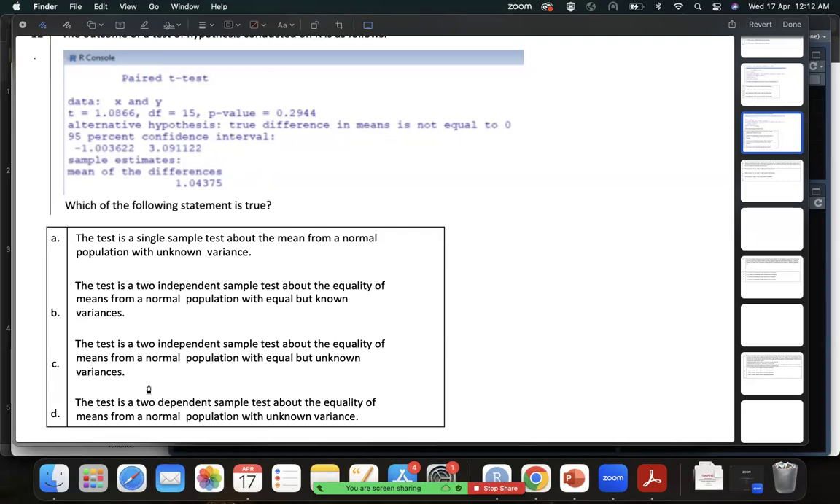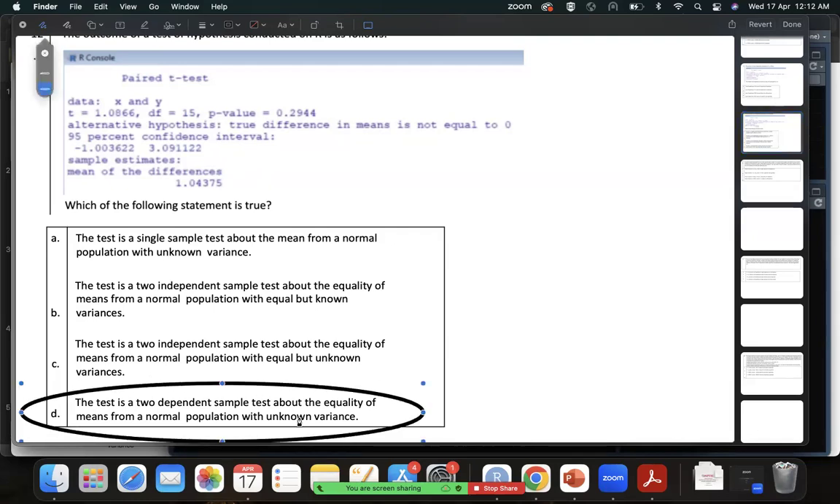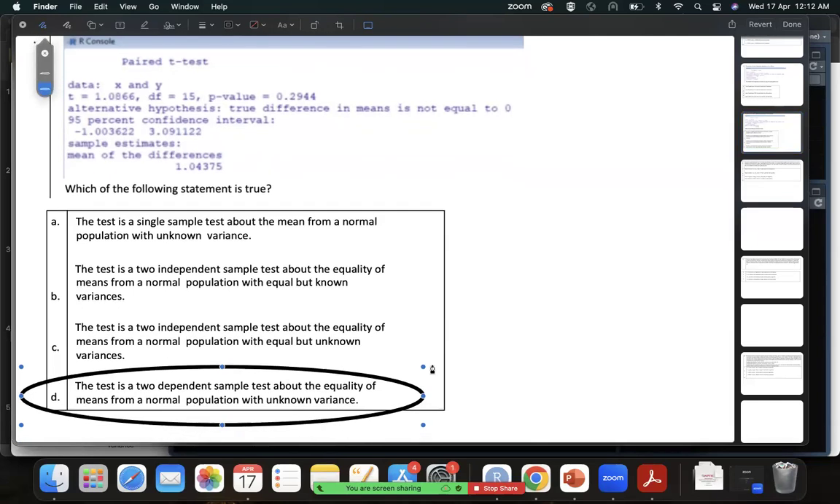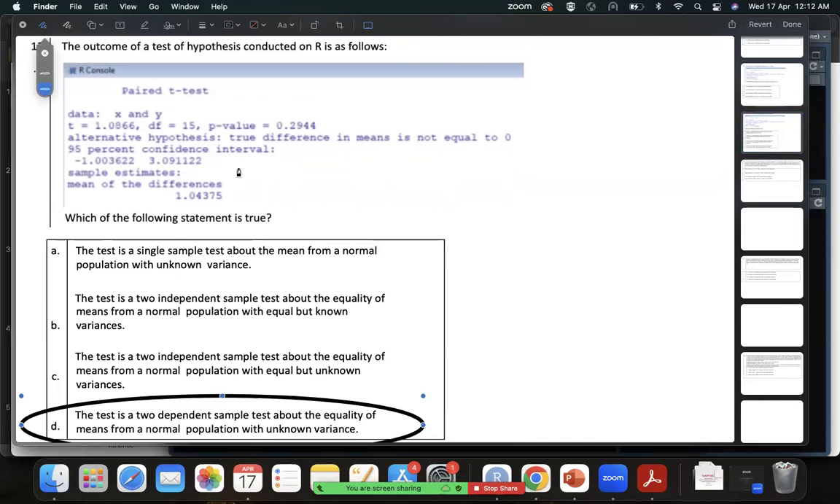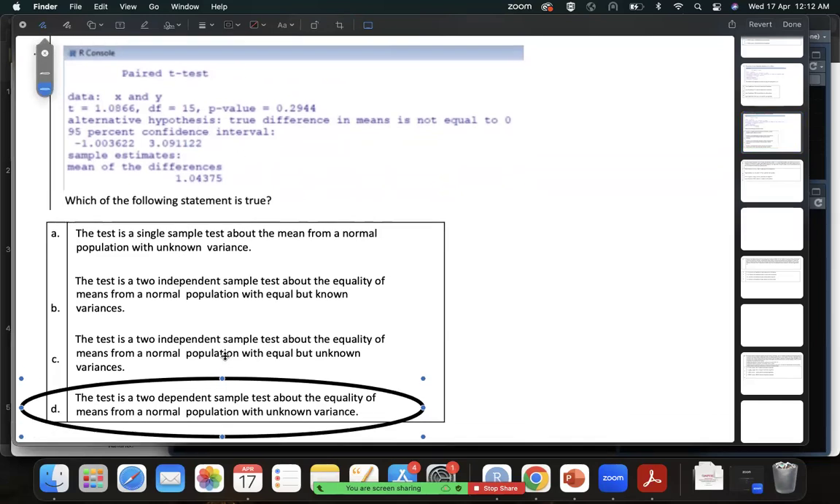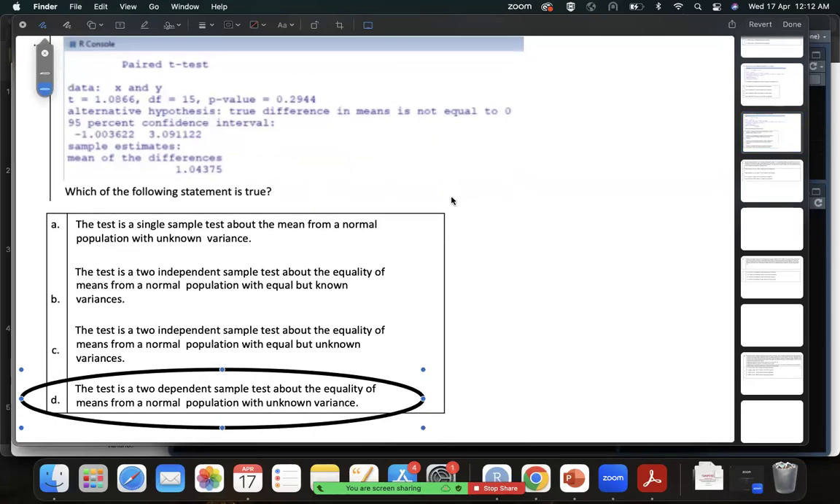So do we have the option? Yeah, we have option D. So the test statistic is 2 dependent samples. Test about the equality of means from a normal population with unknown variance. Nothing is said about the variance. So yeah, option D is the answer. How you can tell is based on this line, alternate hypothesis: true difference in means is not equal to 0.